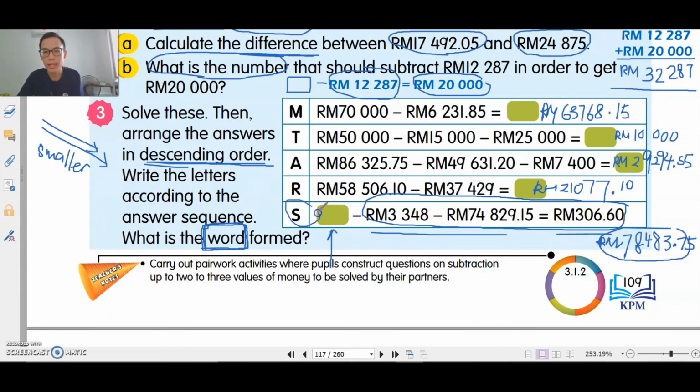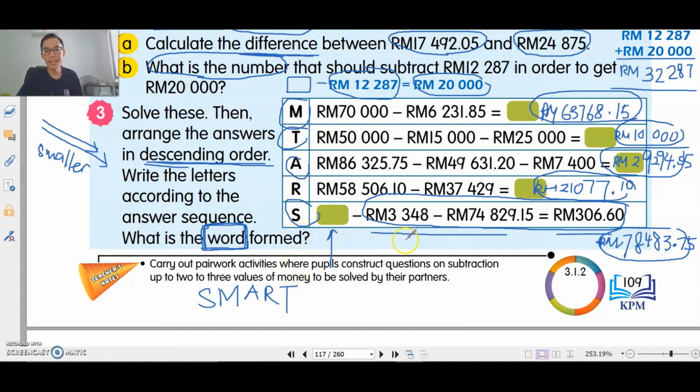So the letter is S, so we put S in front. And then secondly, the second biggest number will be 63,000. So the letter is M, we put M in front. And then the third biggest will be 29,000, you put A in front, and then the fourth biggest is 21,000 R, and the smallest number will be T. So the word here is smart.